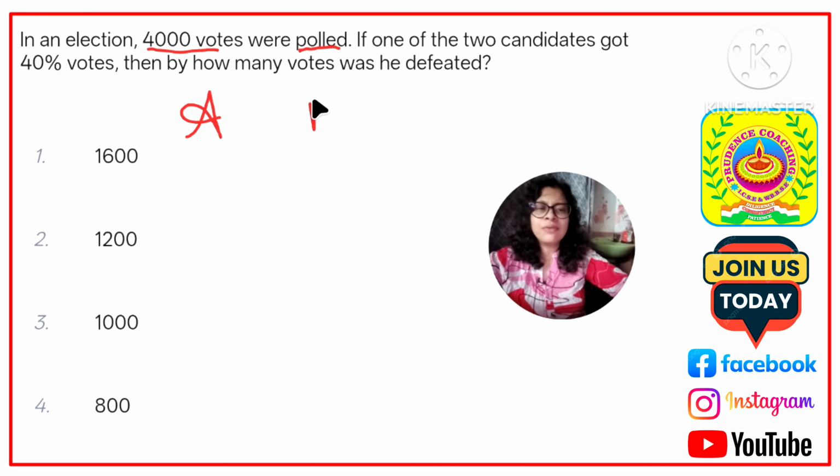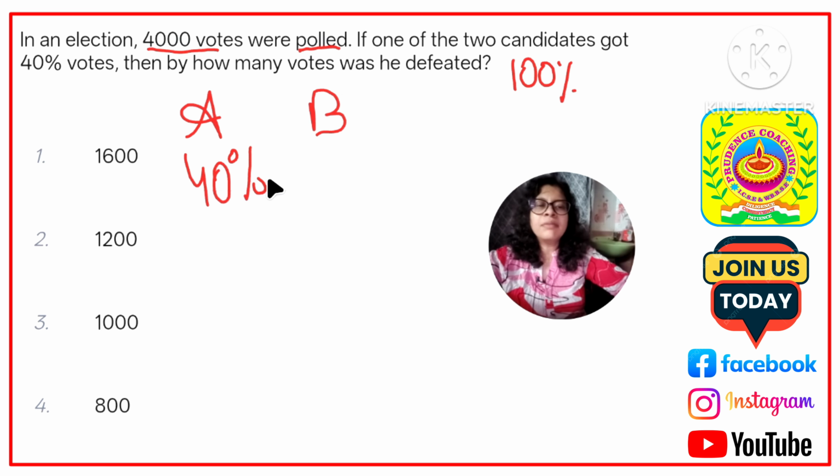Let one be A, another one be B. One of them has got 40% of the total vote. Then if the total number of votes is 100%, then 100 minus 40, the other one will get 60% of the vote. Then only total will be 100% because total means always 100%.